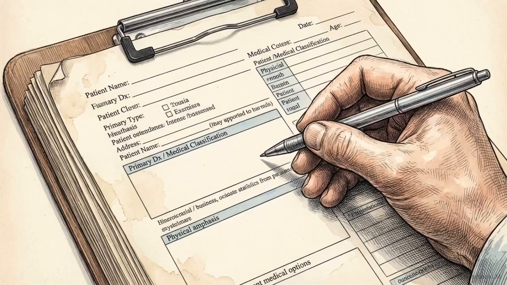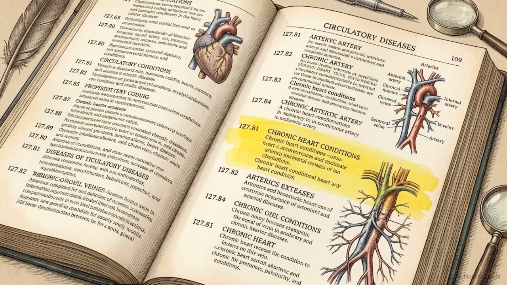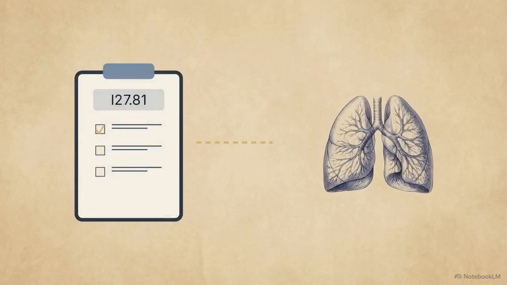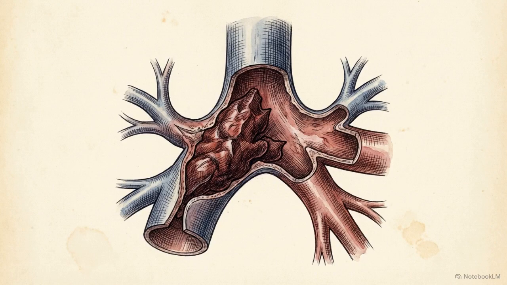Precise diagnosis is also required for accurate medical classification and clinical documentation. Under ICD-10 coding rules, chronic cor pulmonale is reported using code I27.81 and must be linked to the underlying pulmonary disease. Acute cor pulmonale is reserved specifically for patients with pulmonary embolism.